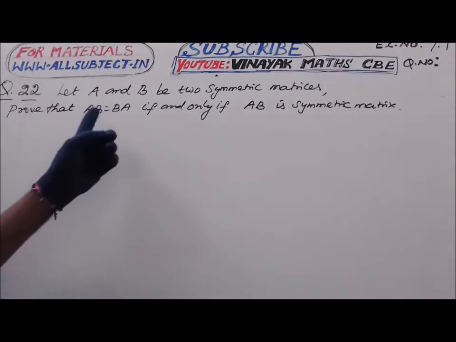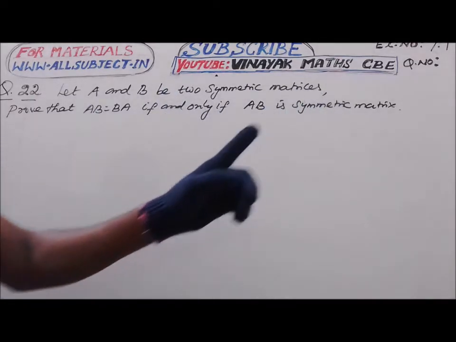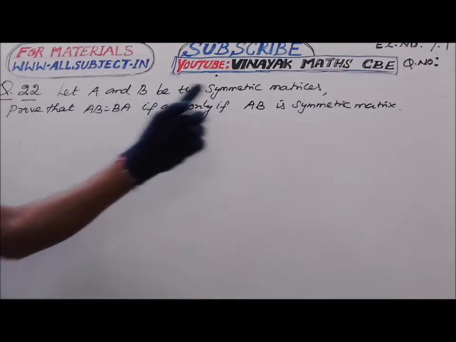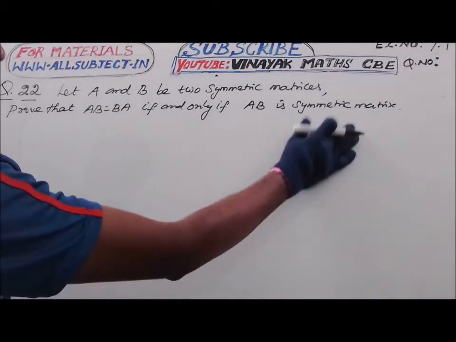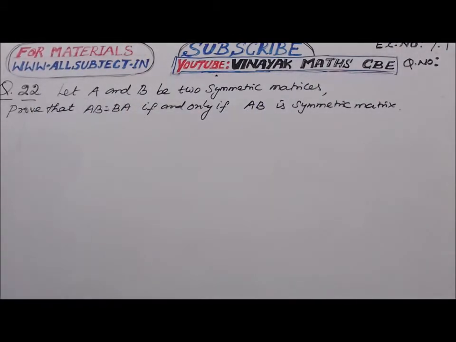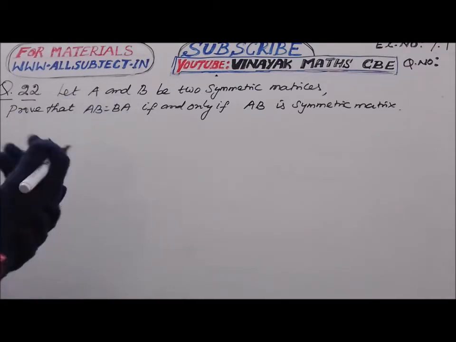There are two conditions involved in it. One is when AB equal to BA, AB is symmetric. We should prove when AB equal to BA, AB is symmetric. And then the second case is when AB is symmetric matrix, we should prove AB equal to BA. There are two results we should prove here.